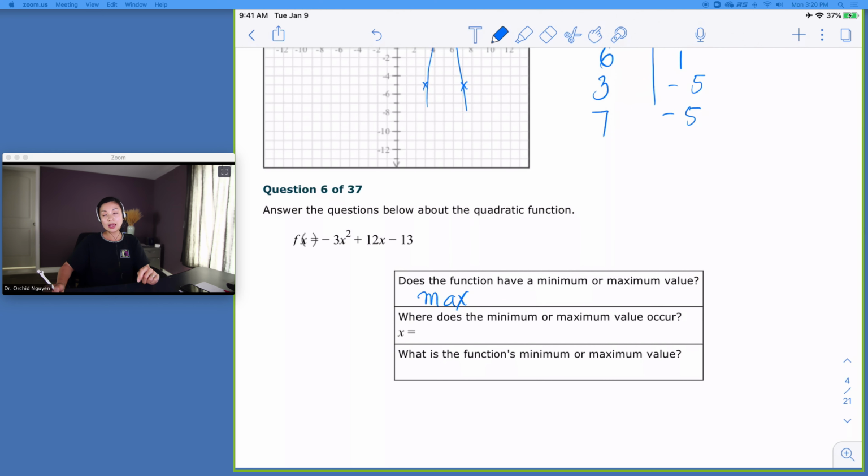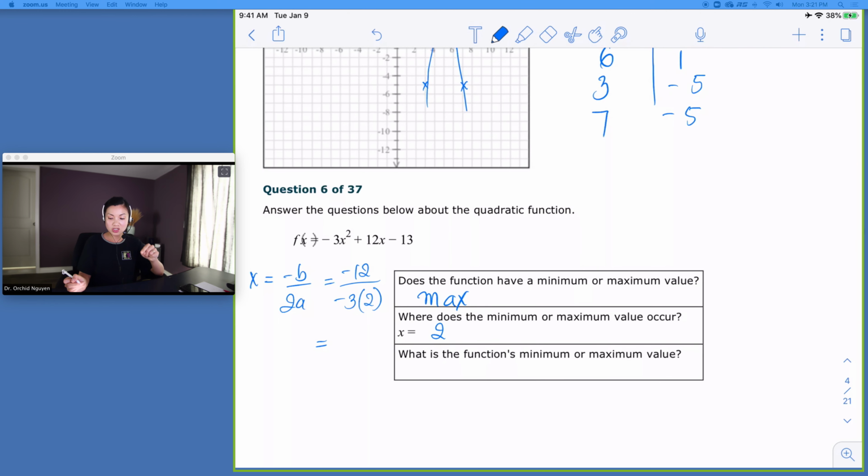Okay, and they're pretty much asking you where the minimum and maximum values occur. They're asking you for the vertex. Okay, so you can definitely get the vertex by, in this case, I think we should use the formula. So x is going to be negative b over 2a. So I have negative 12, negative 3 times 2. So x is going to be 2.